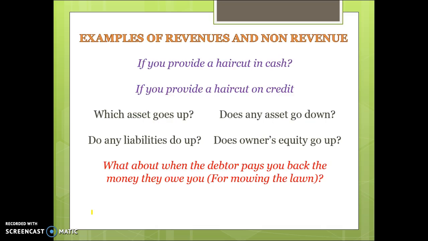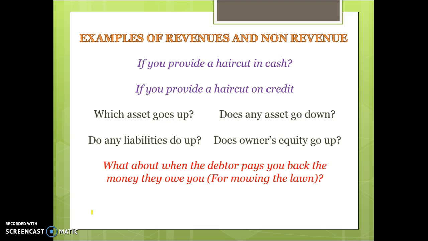Here are two examples. If you provide a haircut for cash, or if you provide a haircut on credit, so you're a hairdresser, which asset goes up? Well, if we provide a haircut for cash, then the asset cash will go up because we're going to get cash from that customer. If we provide the haircut on credit, then we're going to get a new asset called debtors for whoever we gave the haircut to, because they're going to owe us money in the future. So the asset cash goes up, or the asset debtors goes up, but it doesn't have any impact on our liabilities.